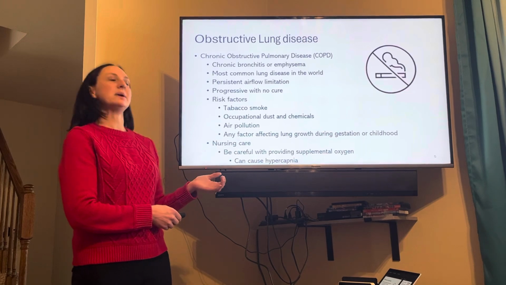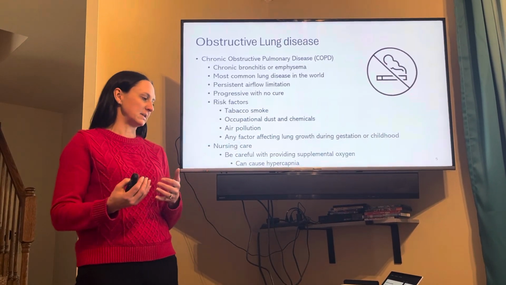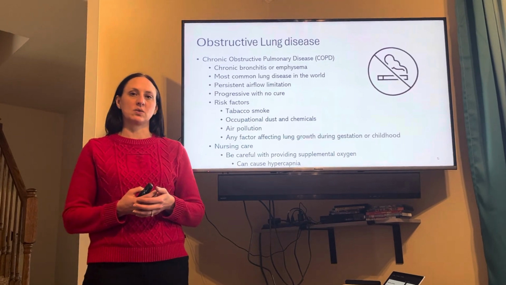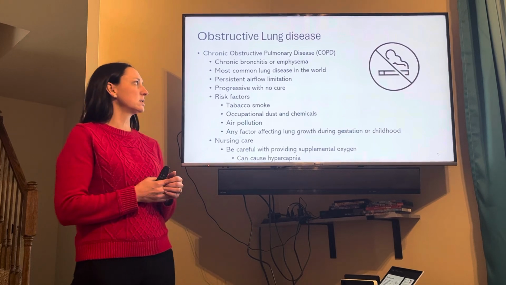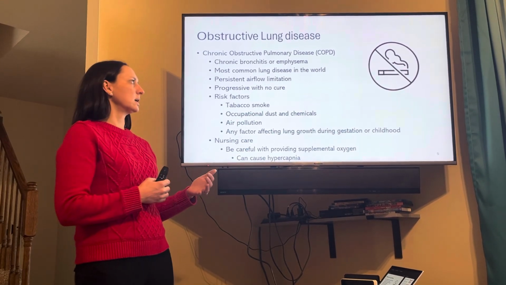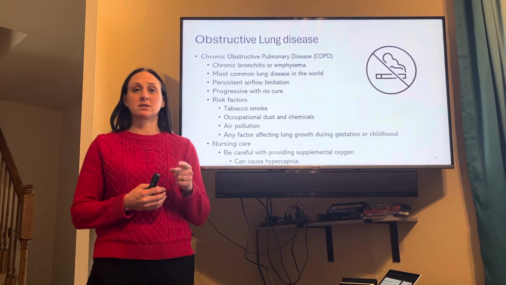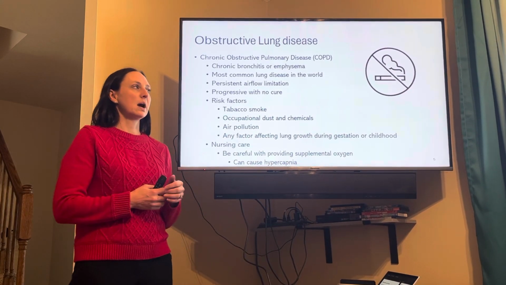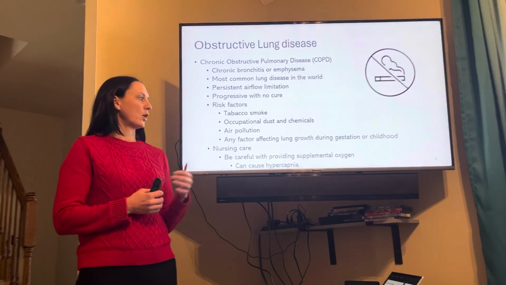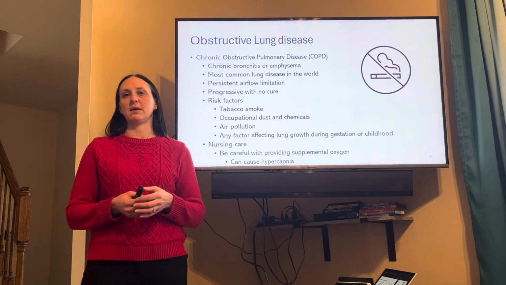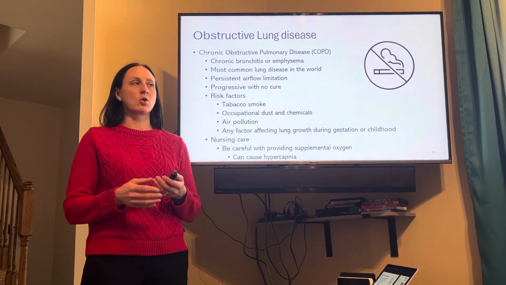Next, we're going to talk about COPD. COPD has really 2 groups to it. It has chronic bronchitis and it has emphysema. It's the most common lung disease in the world and causes persistent airflow limitation, which makes it hard to get air out. This is a progressive disease with no cure. Risk factors, major one is smoking, so tobacco exposure, as well as environmental things such as occupational dust and chemicals, air pollution, or any factor that may affect the anatomy of the lungs as this child is either growing in utero or shortly after birth.